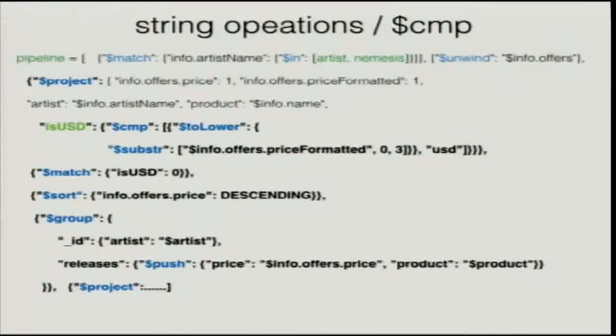Basically, we do a project phase, so just focus on the things in bold. These are the important ones here. We have is US dollar, which is a comparison of the lowercase string of the first three characters in our formatted price, which gives us back USD or some other currency or numbers or whatever, and the comparison is basically, is this US dollars? It's pretty obvious, and then we just do a new match for is dollars zero. Yeah?